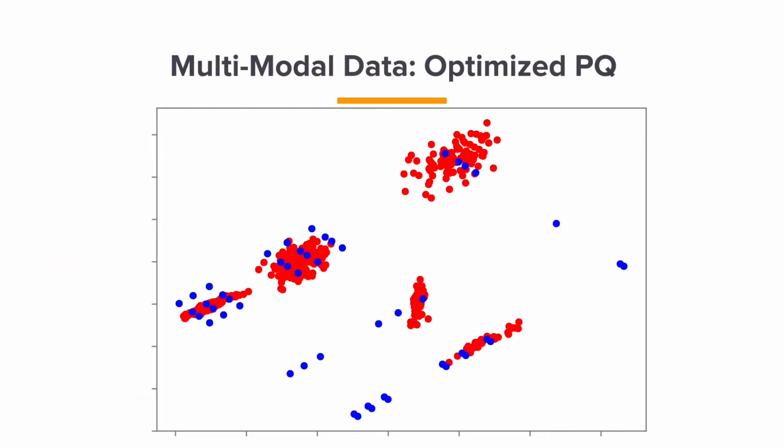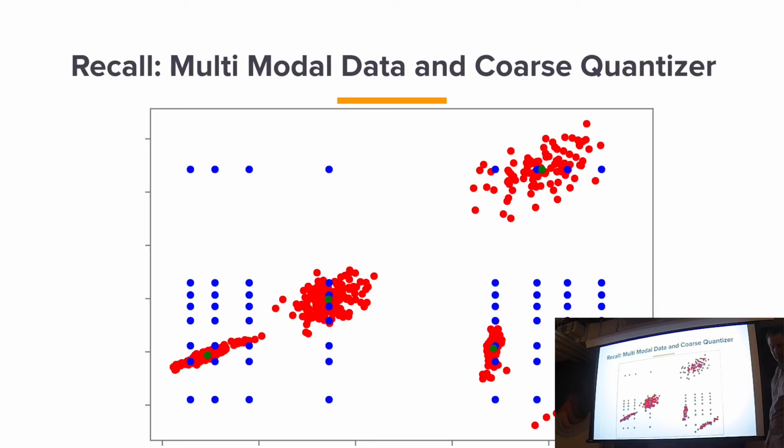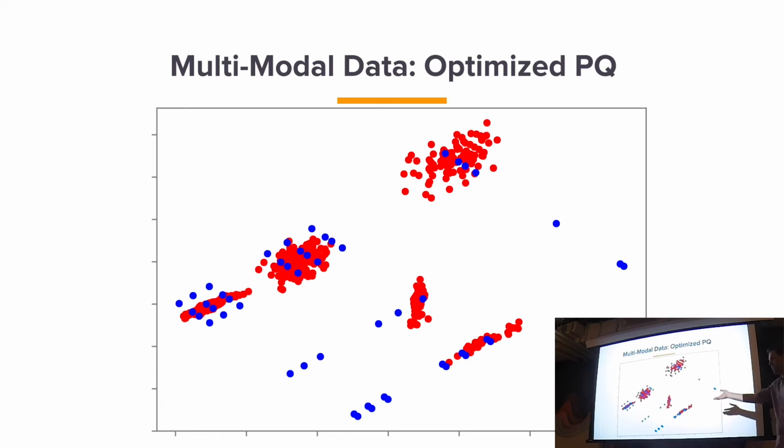All right. So remember, multimodal data. If I did this for multimodal data, this is the optimized product quantization. You can tell because it's rotated. It's less grid-like. On this multimodal data of 5 nodes, right? I still have all these guys getting wasted. Like the regular product quantization was pretty bad, but optimized is still not great.